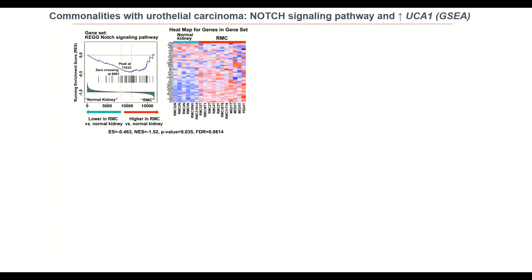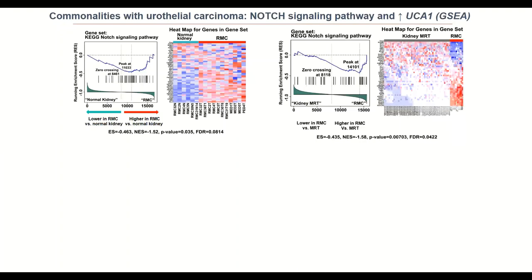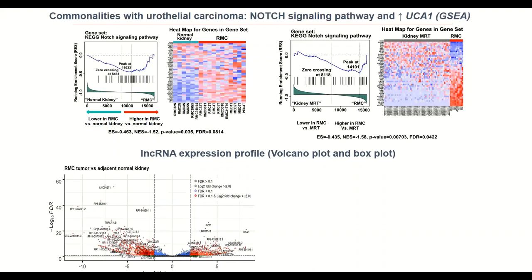transcriptomic study. Okay. Again, this is another NOTCH signal. Yes, this is the comparison between RMC and another kidney subtype, not the normal and RMC. Again, it shows the same pathway is dysregulated. So again it shows for RMC, the NOTCH signaling pathway is dysregulated. Okay, so here is just the volcano plot.